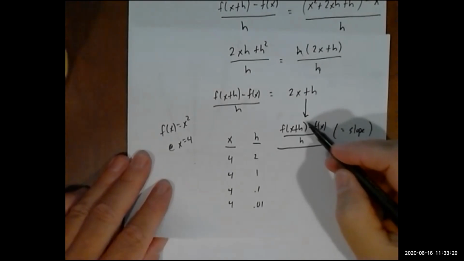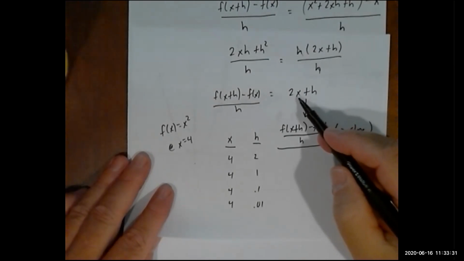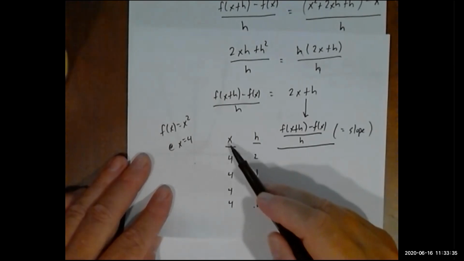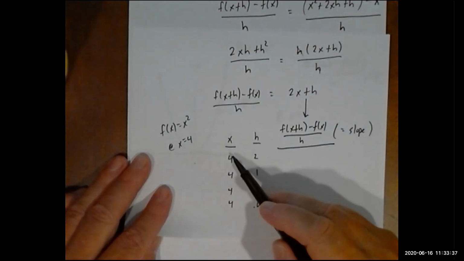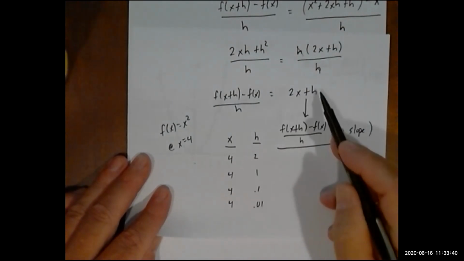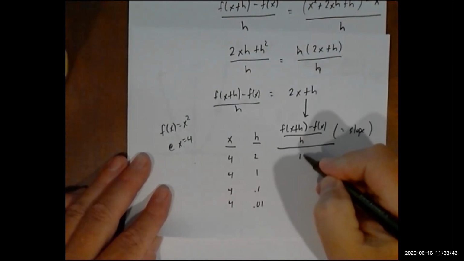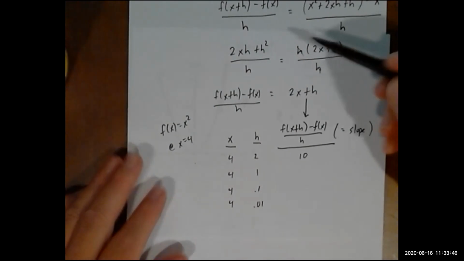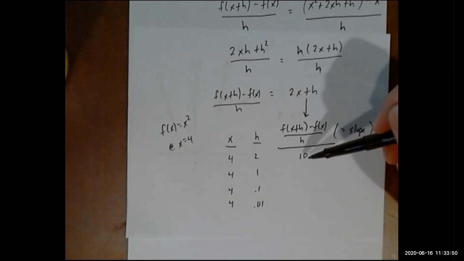Now for us, we've determined that this difference quotient for our problem is 2x plus h. So I go down here, when x is 4, h is 2, I plug in 4 for x, 2 for h. The difference quotient is 10. So I'm saying with an h of 2, my estimate for the slope when x is 4 is 10.